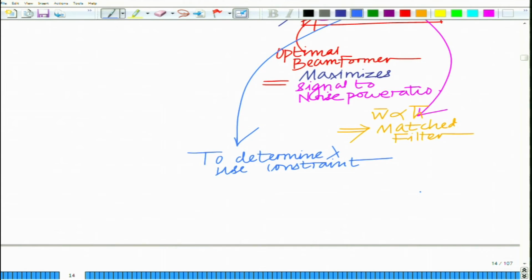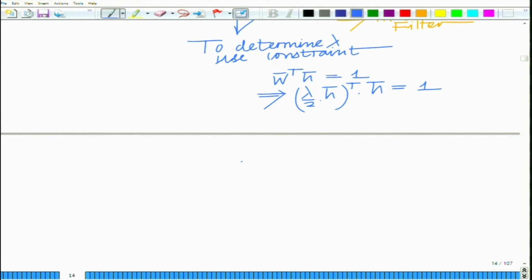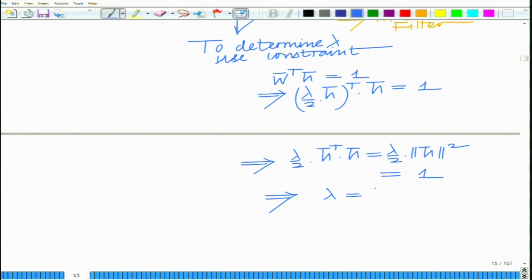What is the constraint? Remember, the constraint is W bar transpose H bar equals 1. Substitute the value of W bar, that is lambda by 2 H bar transpose H bar equals 1, which implies that lambda by 2 H bar transpose H bar equals lambda by 2 norm H bar square equals 1, which implies lambda equals 2 over norm H bar square.